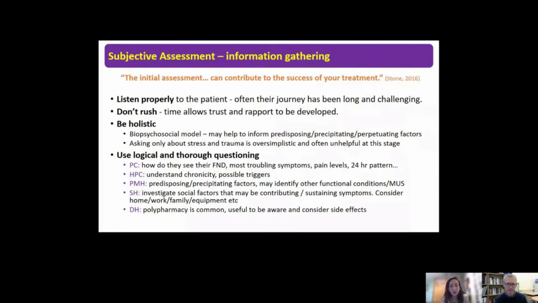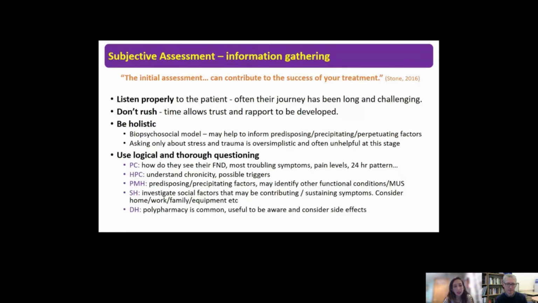And alongside that, from an AHP perspective, we would also look at the home environment and what kind of equipment is in the home that might be reinforcing that disability going forwards, that we might need to have a look at.